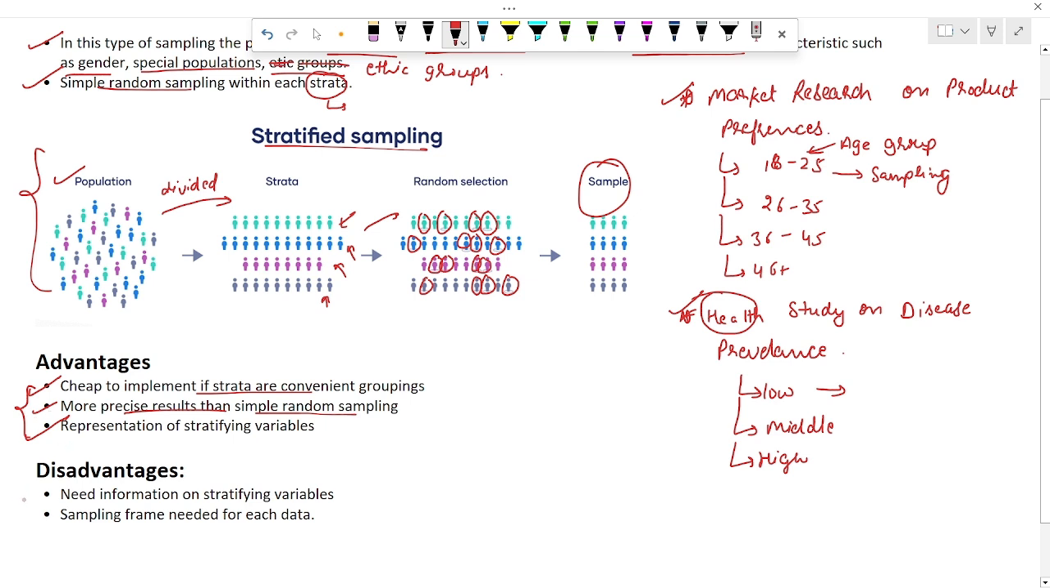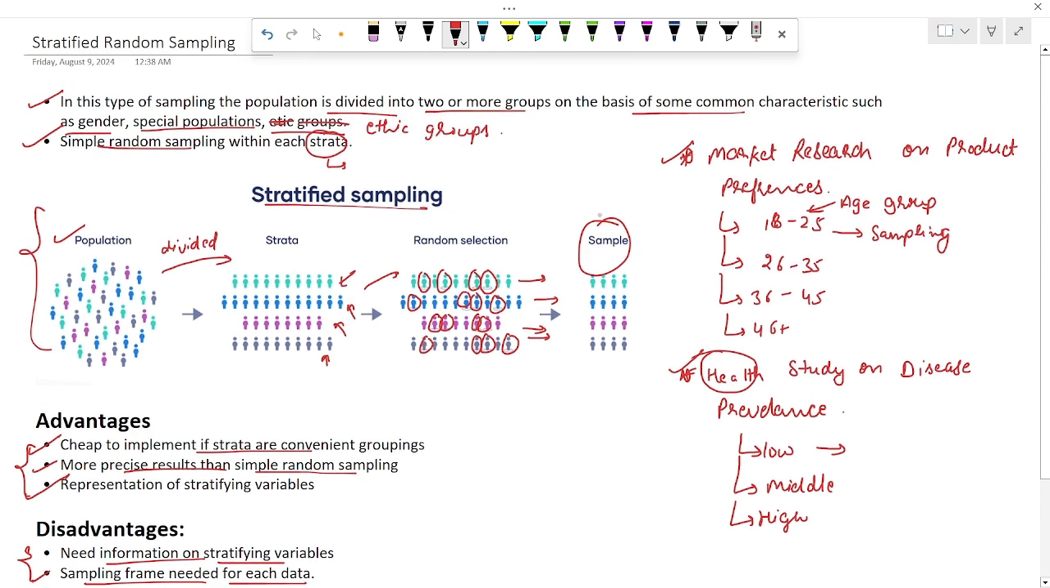Then the disadvantages: we need information on the stratifying variable, and another is that a sampling frame is needed for each stratum. So this is stratified random sampling, and I hope it is clear to you. We have studied two random sampling methods: one is simple random sampling and another is stratified random sampling. We will discuss all the random sampling methods in upcoming videos.